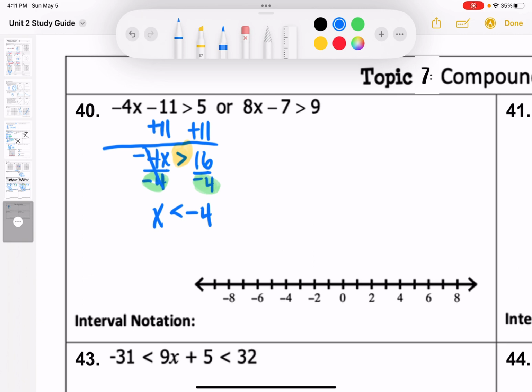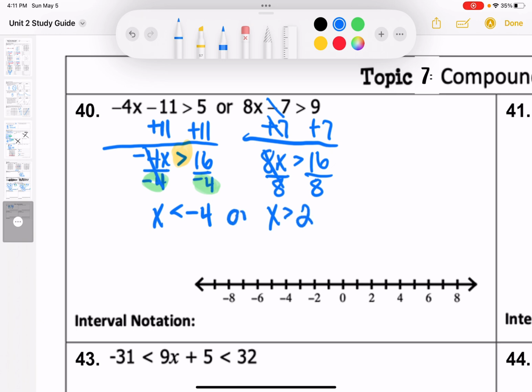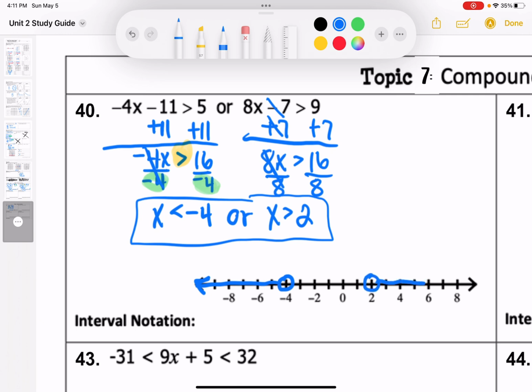All right, then the second one, 8x minus 7 is greater than 9. So I'm going to add 7 to both sides to get 8x by itself. And then I divide by 8 to get x by itself. So those are my two inequalities I'm going to graph. So the first one, x is less than -4, so that's an open circle on -4, and I'm going to shade to the left. And then my second one, x is greater than 2, so that's an open circle on 2, and I'm going to shade to the right.